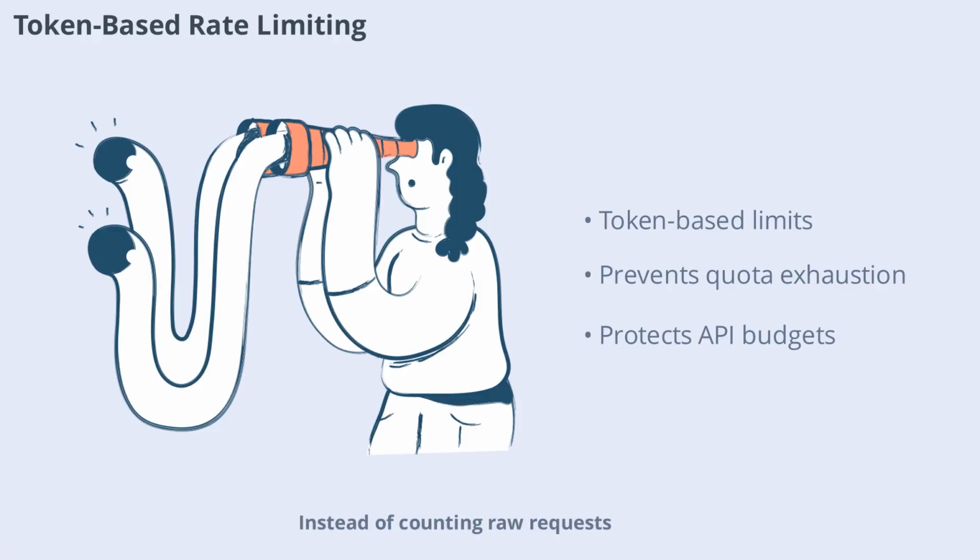Protecting your API budgets requires intelligent rate limiting. Instead of counting raw requests, implement a token bucket or leaky bucket algorithm at the API gateway based on total estimated tokens consumed. This approach prevents a single large request from exhausting your quota.